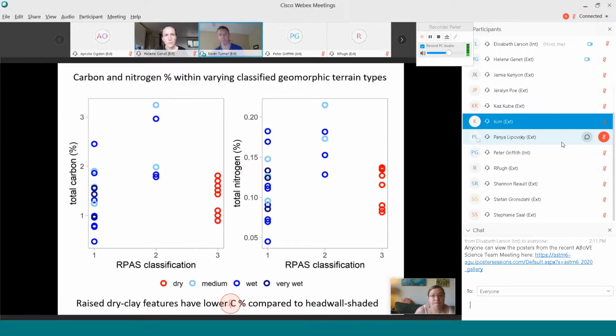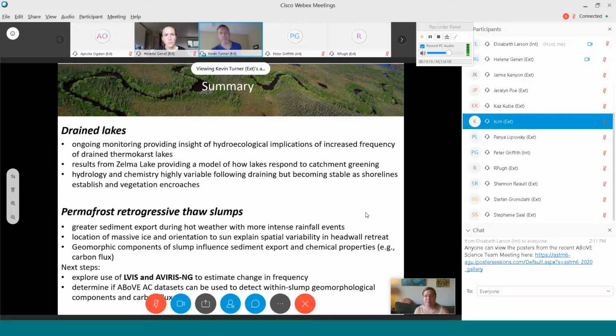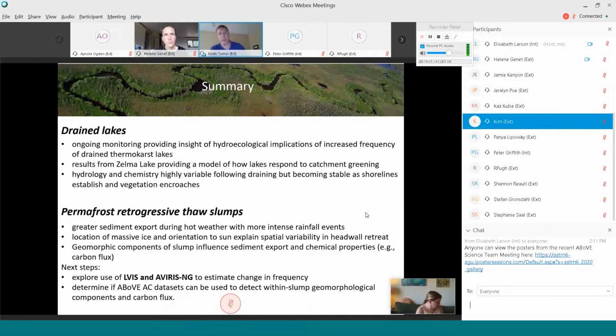So anyways, just to sum it up, we have drained lakes. We have ongoing monitoring, which will help us understand the implications of increased frequency of drained lakes. And we have this working model of how lakes respond to pressure change, like greening. The main conclusion from our data is that the hydrology and the chemistry is quite unstable following drainage, but has settled down during recent years, but is a completely different hydroecological regime than it originally was.